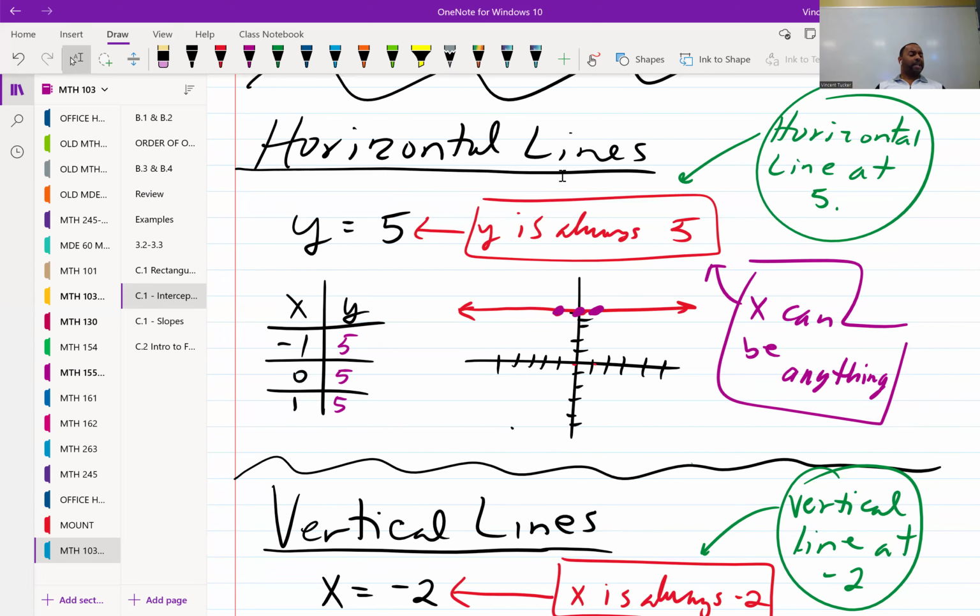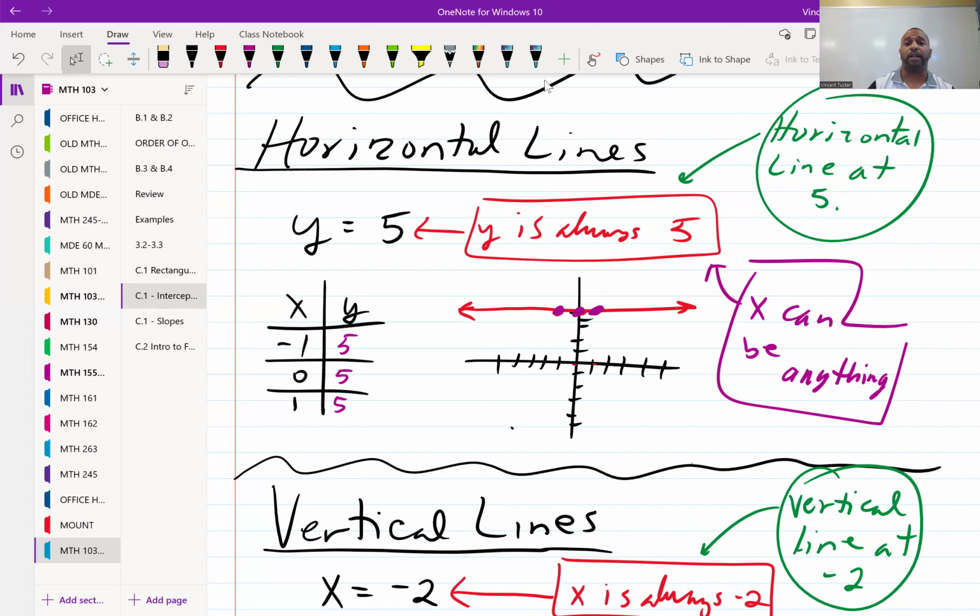So last class, we talked about graphing on the rectangular coordinate plane, Cartesian coordinate plane. And we covered creating an XY chart and graphing using your intercepts. So we did that for our linear equations. And so this is where we left off last class.